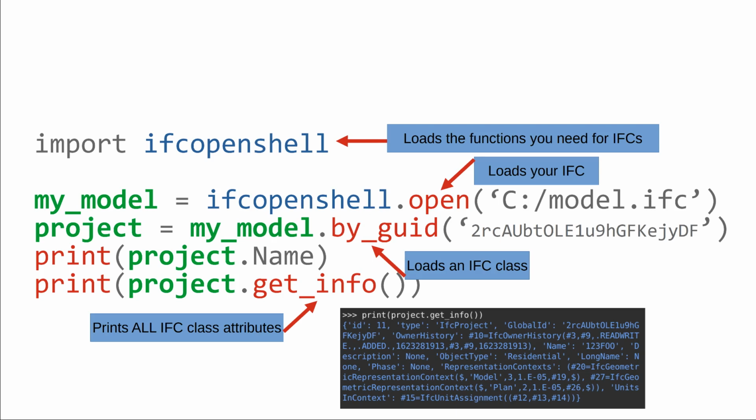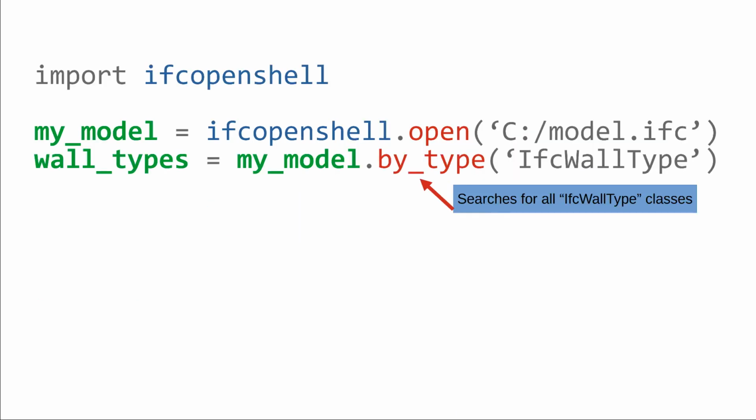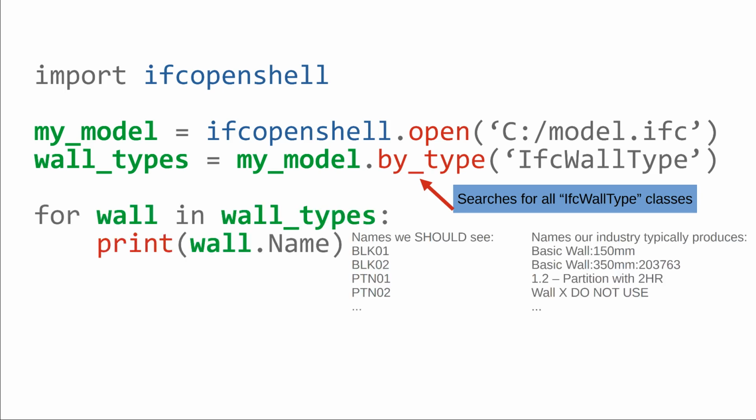And if you also didn't know the global ID and you want to generically search for any IFC project in any IFC data, here's a really simple example to search by IFC class. And in this example, we'll search for all IFC wall type classes. And this lets us find out how many wall construction types are defined in our project. So let's print out all the names of our wall construction types.